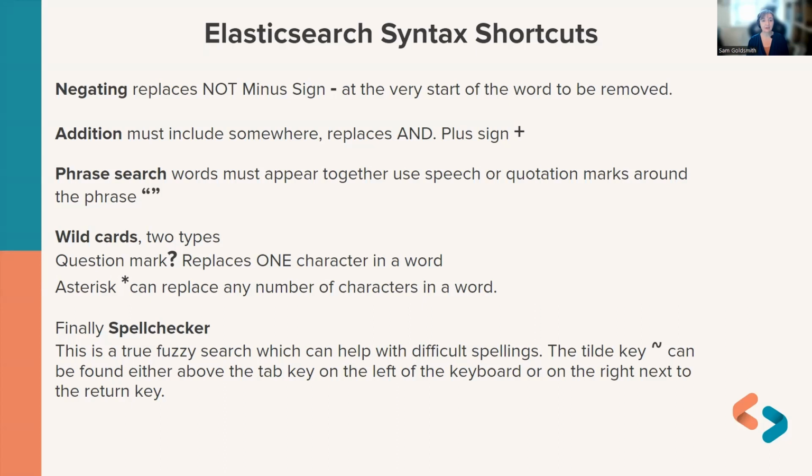These are the keyboard shortcuts that we're going to look at. They will be very familiar to you if you've used Google shortcuts in the past. The only odd one that you might not be able to find on your keyboard is the tilde key, and that's the last one, that's the fuzzy spell checker. And that can be found either on the left-hand side of your keyboard near the tab key, or on the right-hand side of your keyboard near the enter key, depending on what type of keyboard you have.